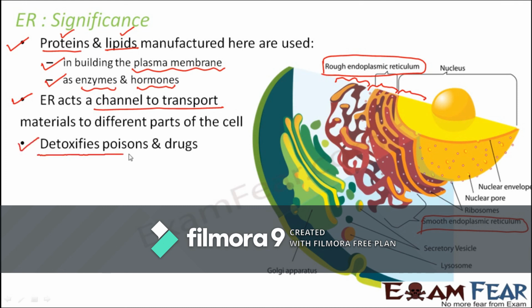It also helps to detoxify poisons and drugs. This detoxification is a very, very important process. When I talk about detoxification, let me give you an example. You would have often heard that people advise everyone not to consume alcohol. Why? Because they say that if somebody consumes too much alcohol, it might damage the liver. So how does the liver get affected due to alcohol intake?